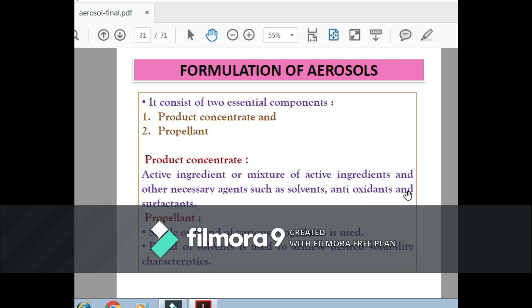As in an oral drug delivery system, suppose we are preparing a solution, suspension or emulsion, at that time we have to add the drug and dissolve it into the solvent. So we require the solvent or the vehicle, and we also have to add the antioxidant. In this manner, in aerosols we have to prepare such a product concentrate, or the mixture of that total material, which is called the product concentrate.